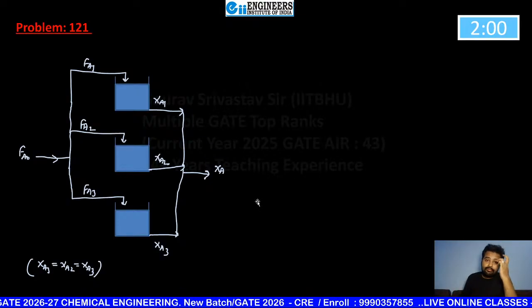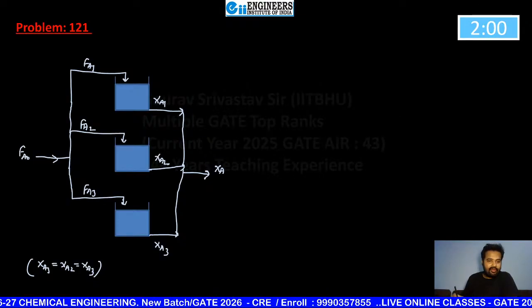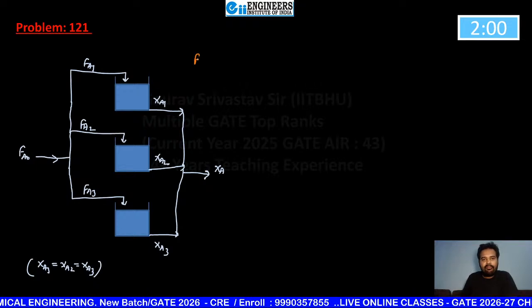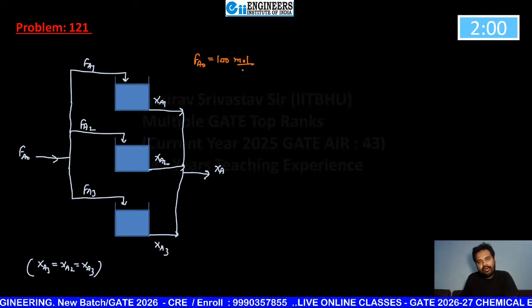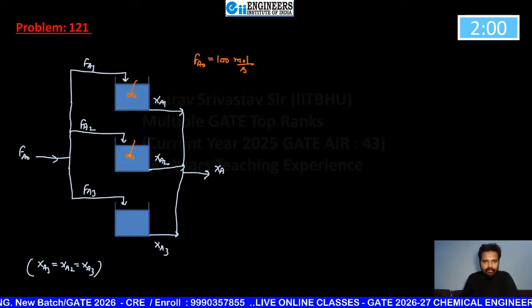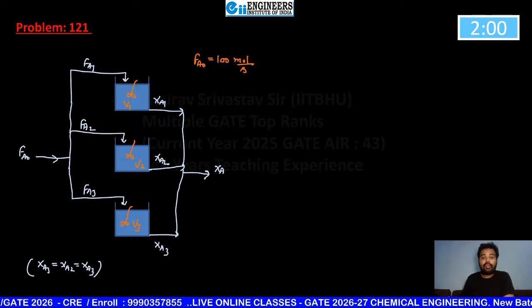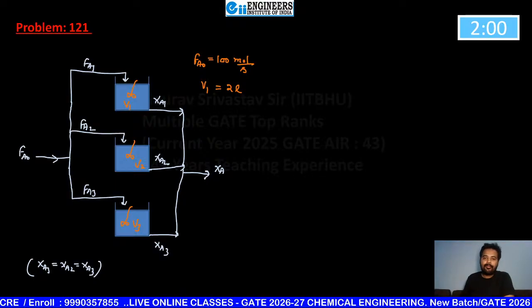Now suppose fa naught is 100. I am telling a few more data with this question: fa naught is 100 mole per second. You can use impellers here. The volume of the first reactor is V1, the volume of the second reactor is V2, the volume of the third CSTR is V3. One more data is given: the value of V1 is 2 liter.